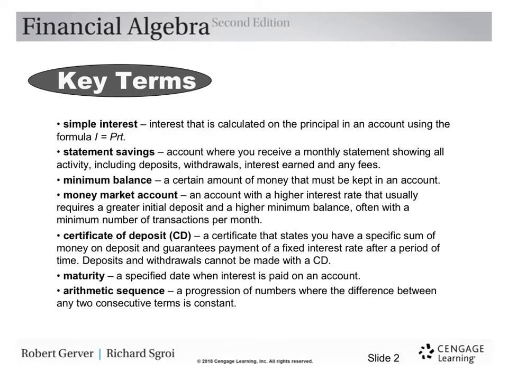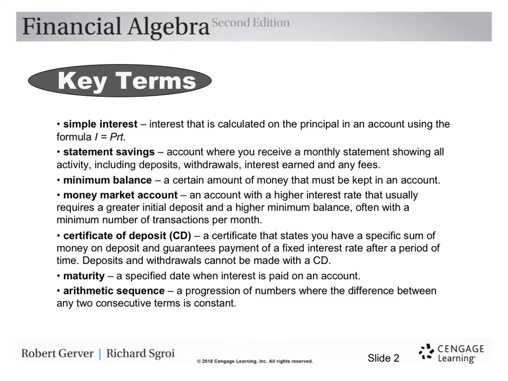Statement savings. These are accounts where you receive a monthly statement showing all activity, including deposits, withdrawals, interest earned, and any fees. Minimum balance. This is a certain amount of money that must be kept in an account. A money market account is an account with a higher interest rate that usually requires a greater initial deposit and a higher minimum balance, often with a minimum number of transactions per month.